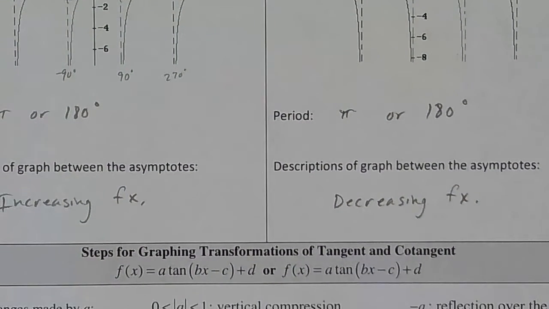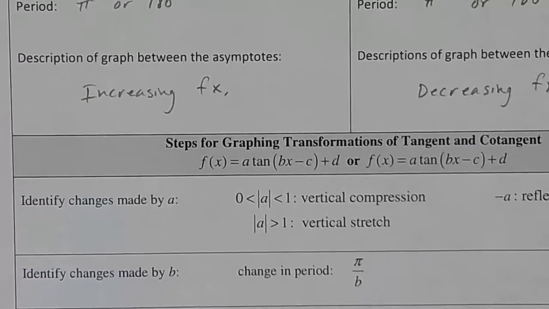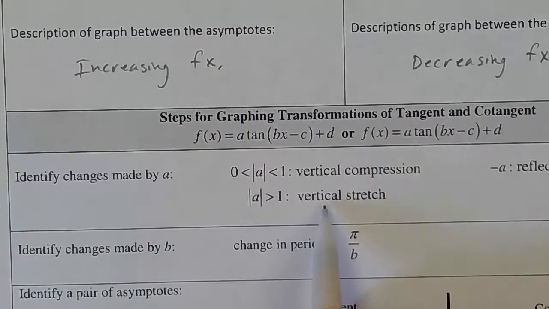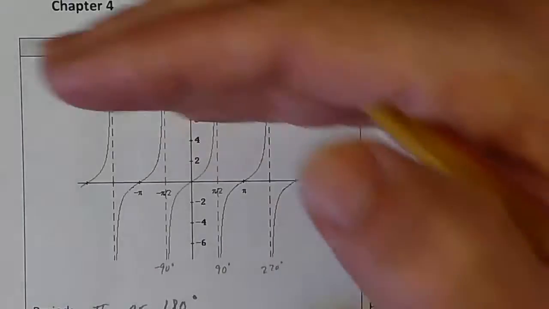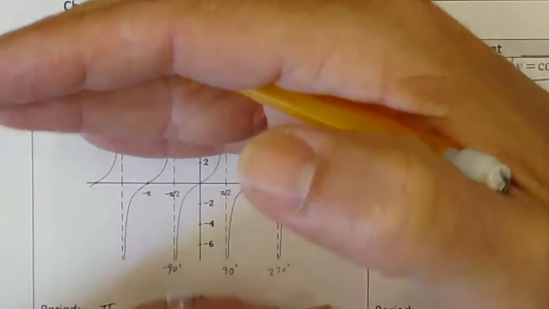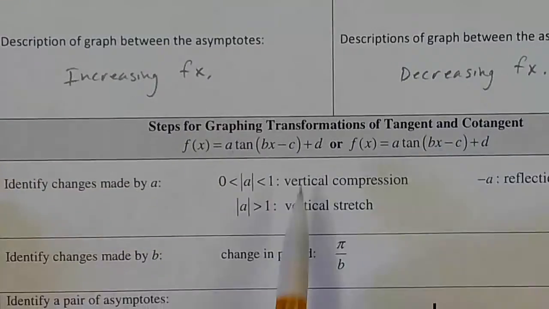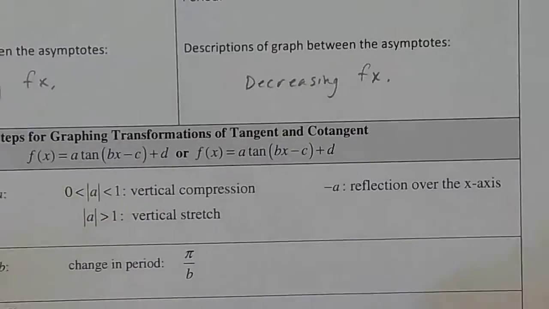Now these are some things we'll just kind of recognize as we start punching this into our technology. When there's a number out front, if it's greater than 1, it stretches it, just like it did the sines and the cosecants and all the other trig functions. And if it's between 0 and 1, it kind of compresses it. Imagine me taking this and squeezing it down, makes it wider. And of course, if we see a negative a value, it's going to reflect it over the x-axis. Once again, we'll see that happen.